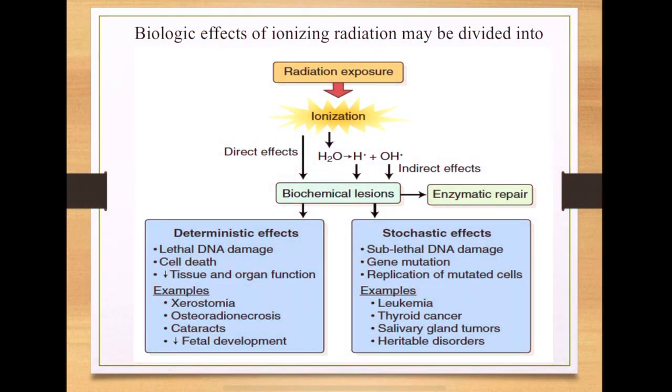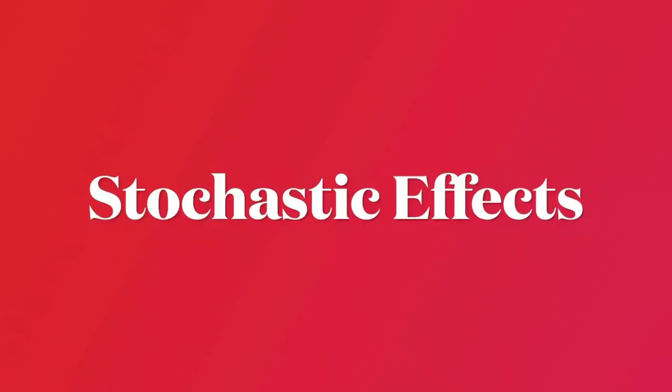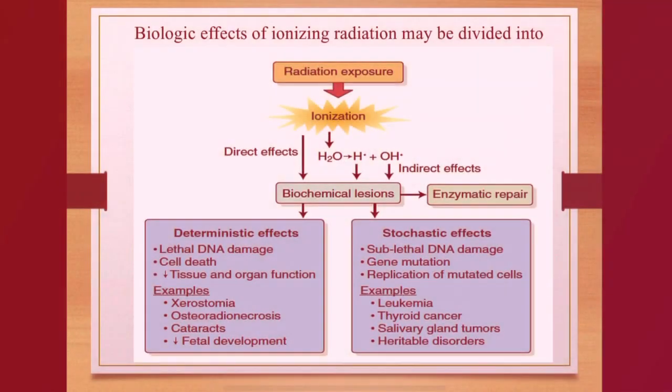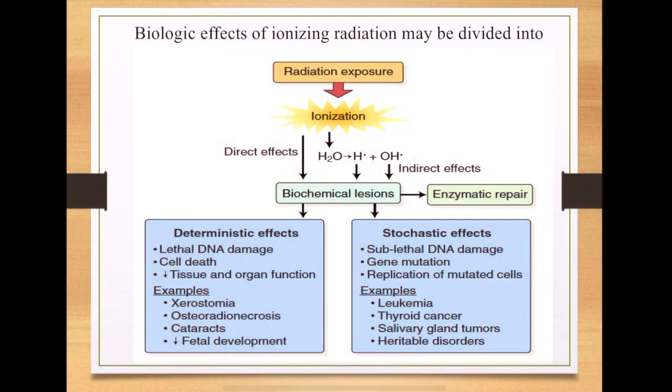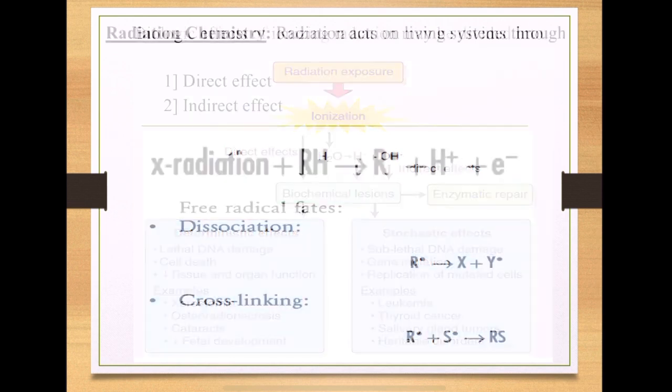An example for this could be mucositis following radiation therapy. The second is the stochastic effects, which are sublethal DNA damage and genetic mutations that occur, which is independent of the dose. And the example for this could be radiation-induced cancer.